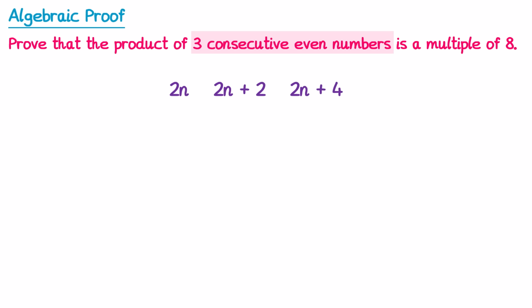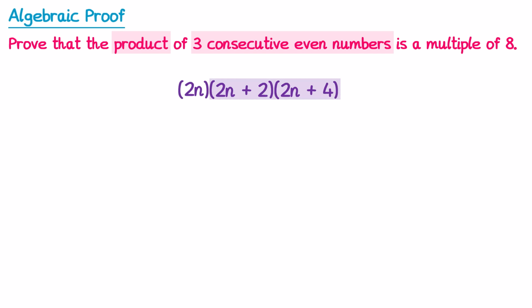Just for interest, if it was 3 consecutive odd numbers, you'd do 2n plus 1, since that's guaranteed to be odd since it's 1 more than an even, add 2 to this one, so 2n plus 3, and then add 2 to this one, 2n plus 5. But this question was 3 consecutive even numbers, so we'll go with those. Now this question also says the product, so it's not the sum this time. Product means multiply, so we need to multiply these numbers together. To do that, we would write them in brackets like this.